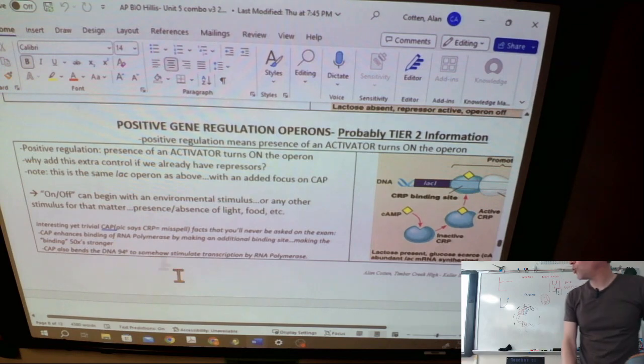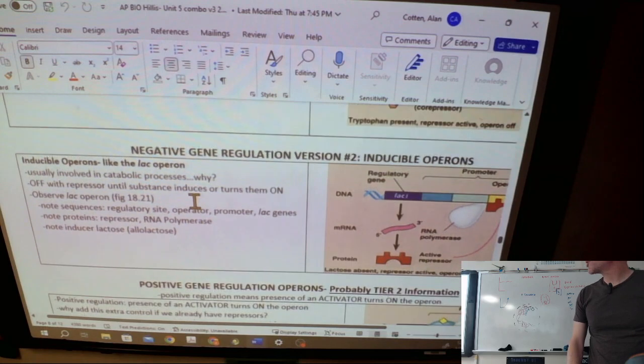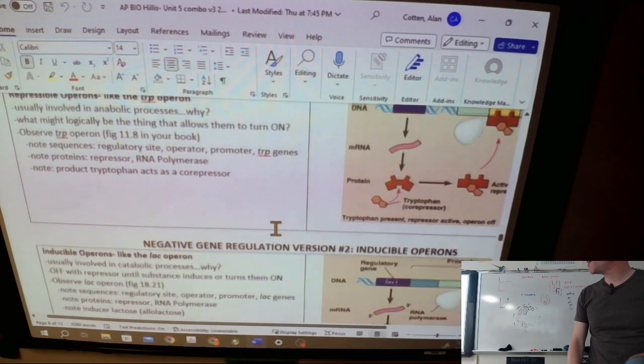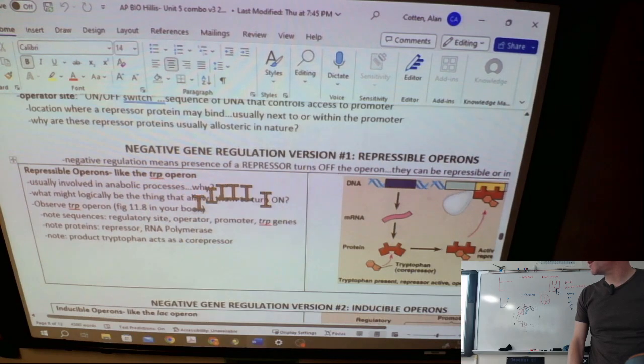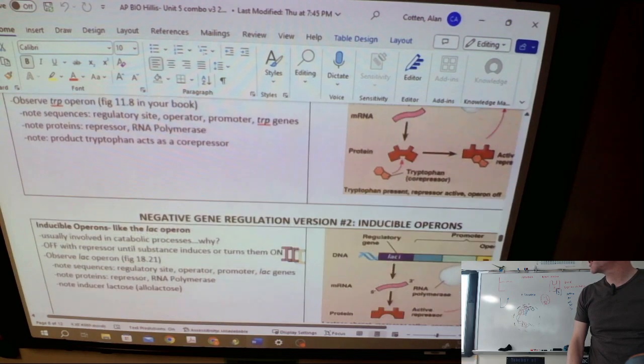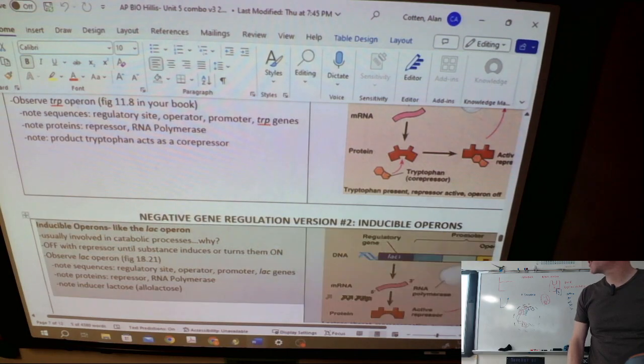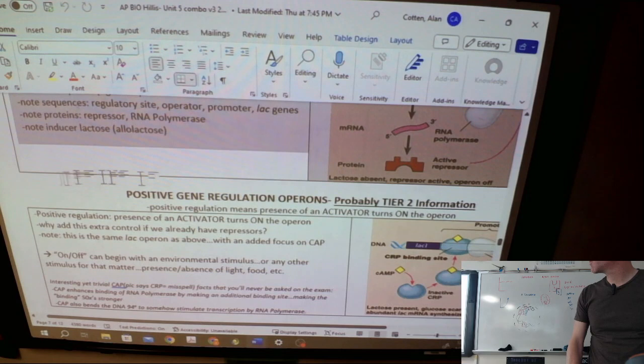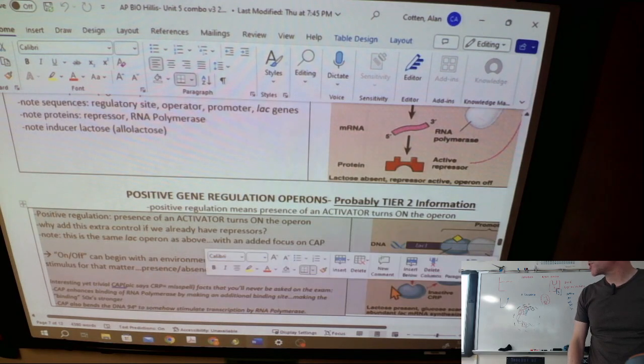So this whole chunk right here, and then this whole lac operon chunk right there, I don't need. The one above it we did. That was the trp operon. That one's good. So this is fair game. Trp operon. So this whole box here is good. The lac operon. So this whole box here. In that picture you can skip for now. This one down here you can skip.